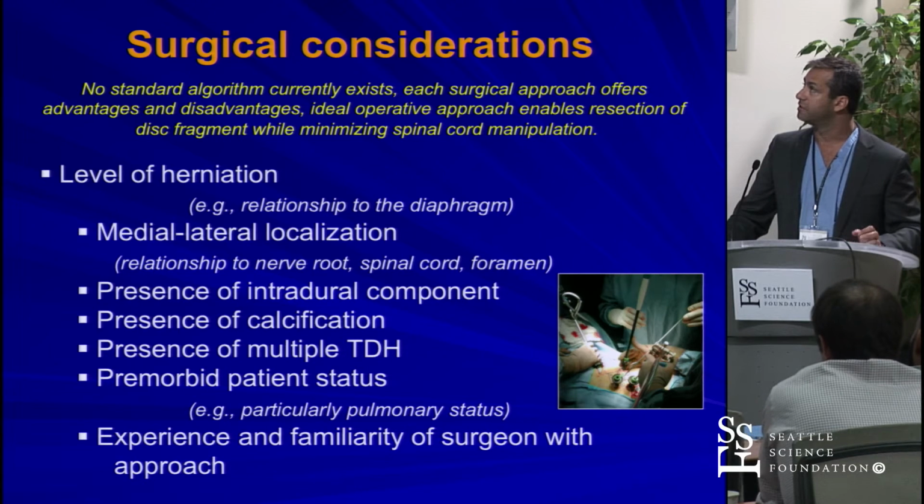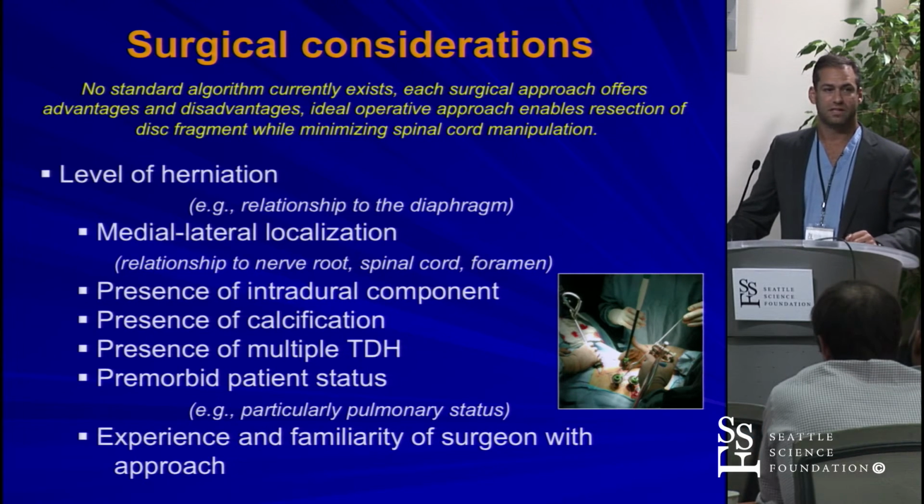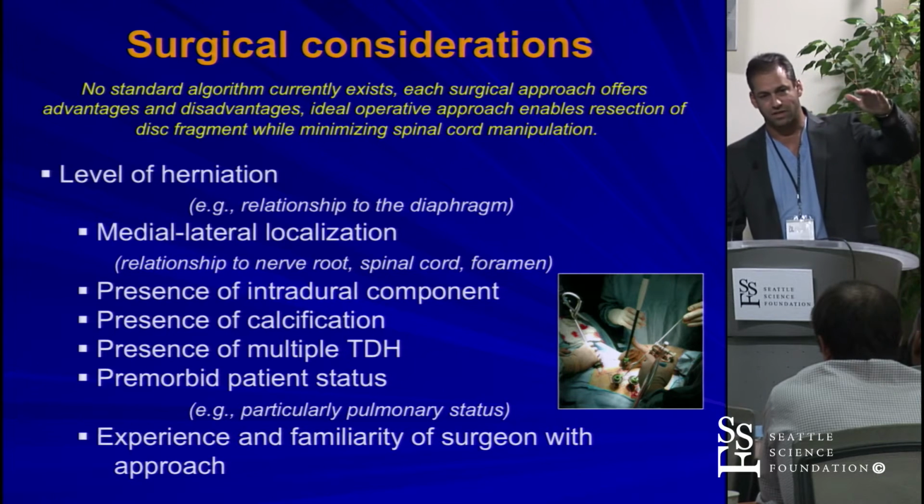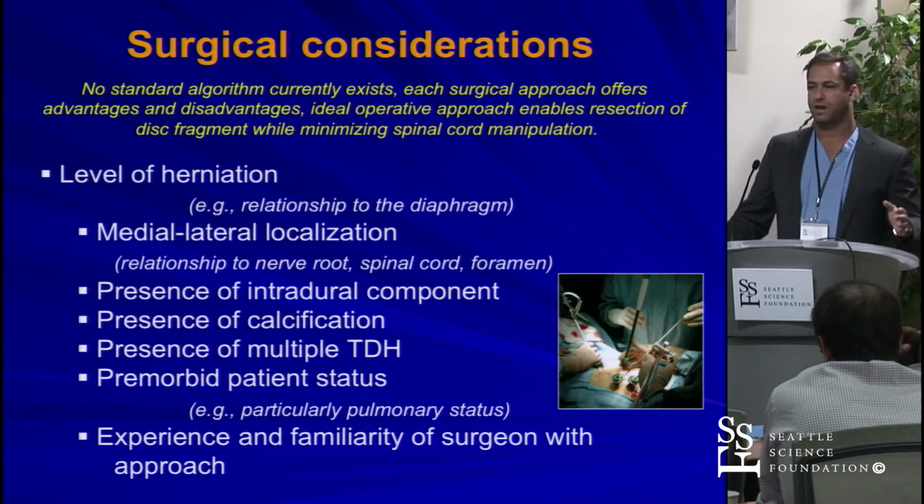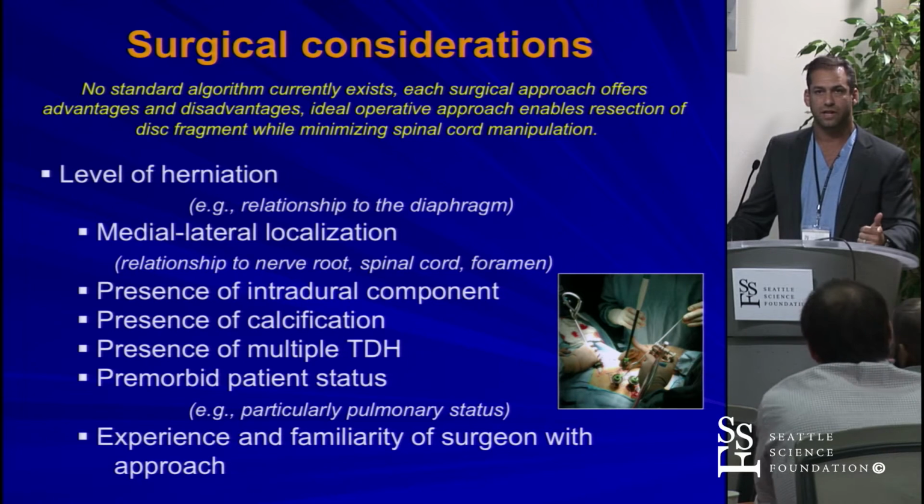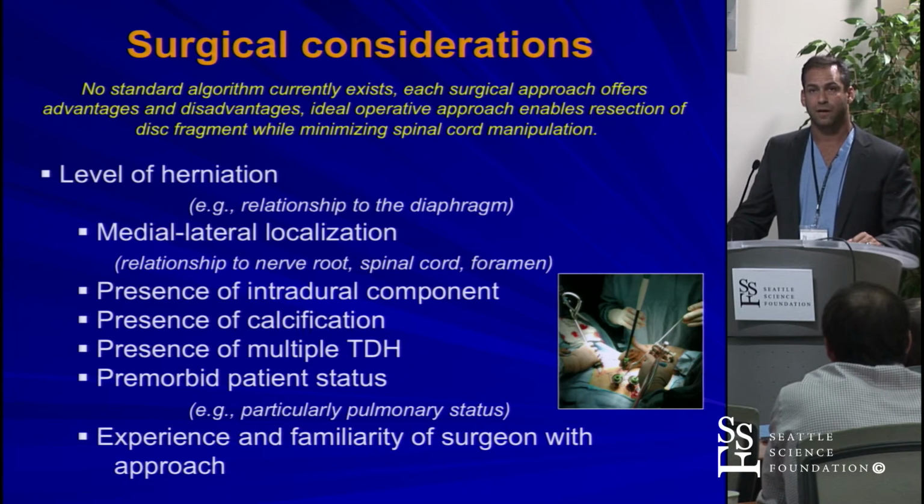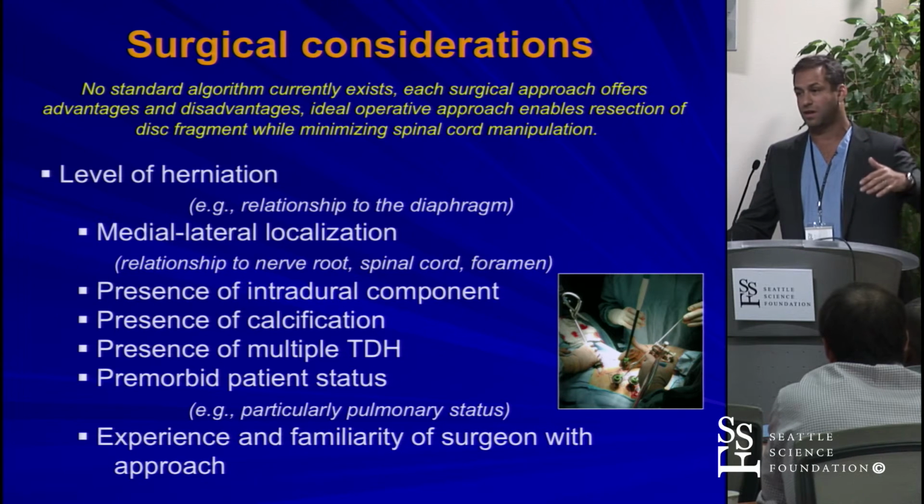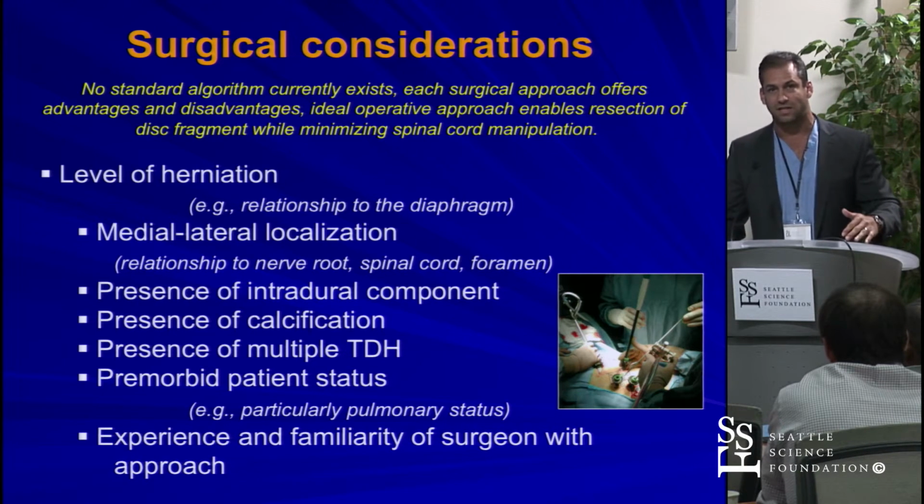Now, surgical considerations. There is no standard algorithm that exists out there that says if a patient comes in and they have this type of herniation, then this is what you do. Every patient is individualized, every case is individualized. It depends on a variety of factors, including the level of the herniation, its relationship to things such as the diaphragm, the aorta, or other major vessels, whether it's a medial herniation or a lateral herniation, where it is in relation to the nerve roots and the cord itself. Is it extending out the foramen? Is there an interdural component? Is it calcified? Are there numerous herniations, and are they segmental, or is there actually a skip lesion where you've got something occurring at T6-7 and then another one down at T9-10?